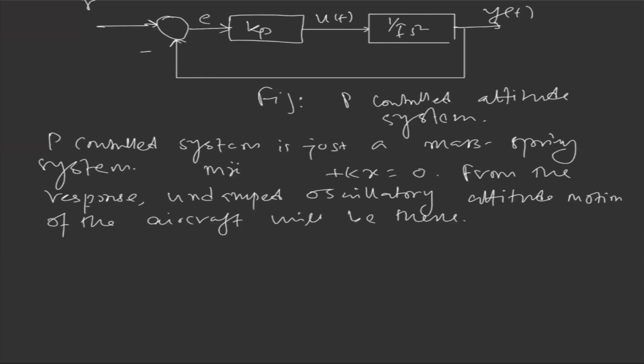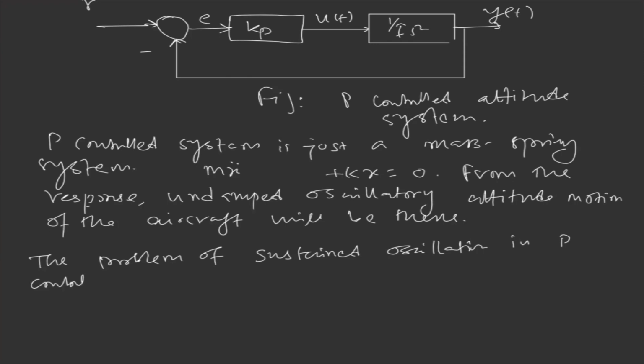So the problem of sustained oscillation in the P control system, P meaning proportional control system, is not desirable.